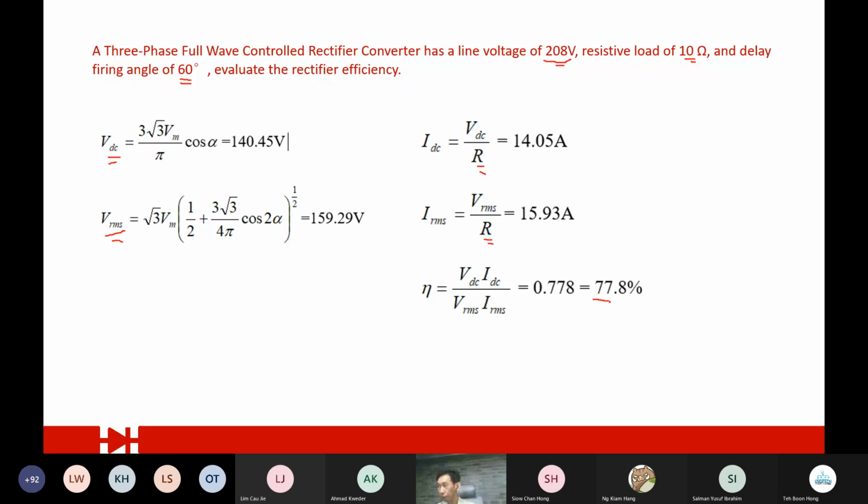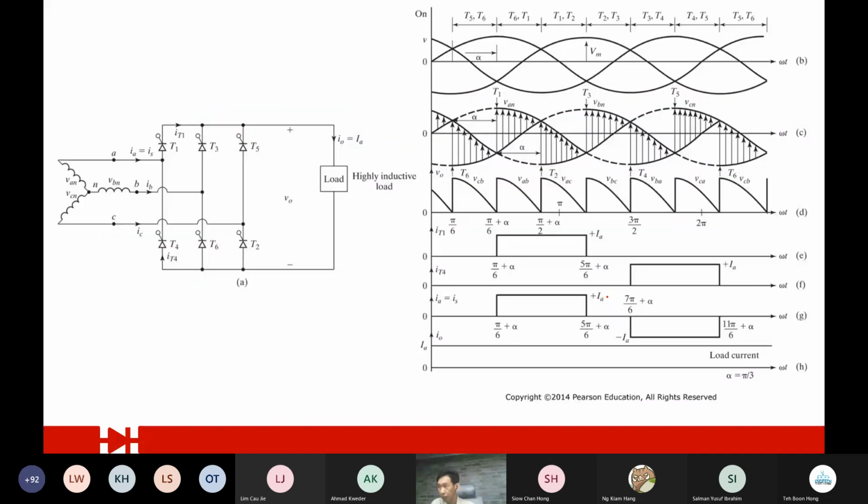See, without control, we get up to 90%, 99%. Remember, our firing angle is 0. That's why you don't really cut off any portion of your waveform. Of course, you get 99%. But now remember the firing angle we set at 60 degrees. We literally cut off a bit of it, and with that it will affect the rectification efficiency, because it's already cut off.